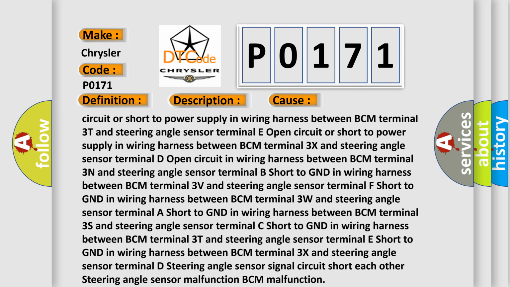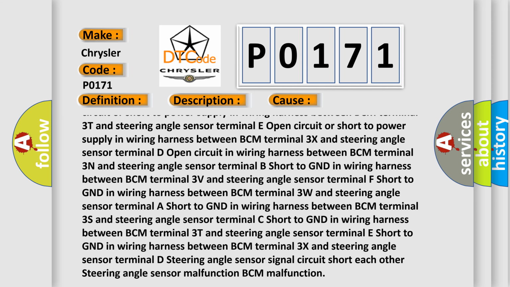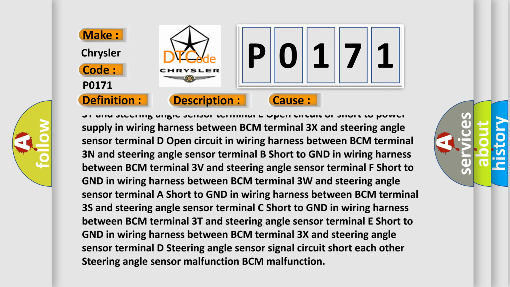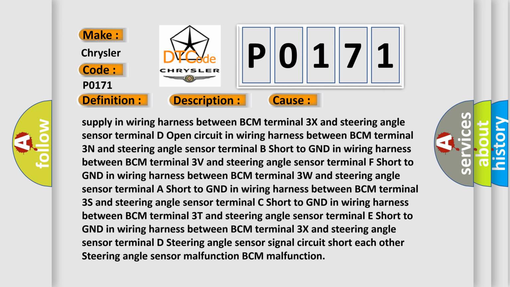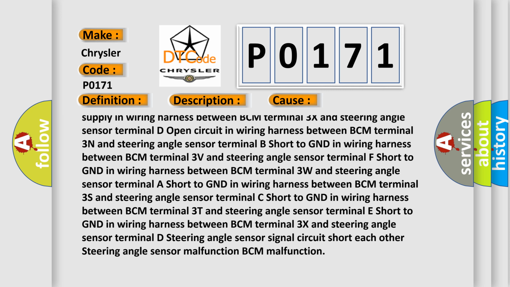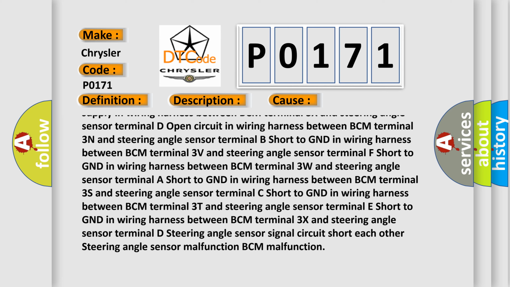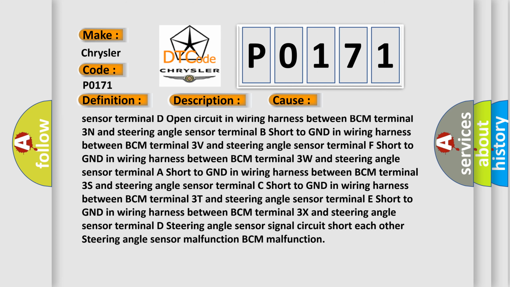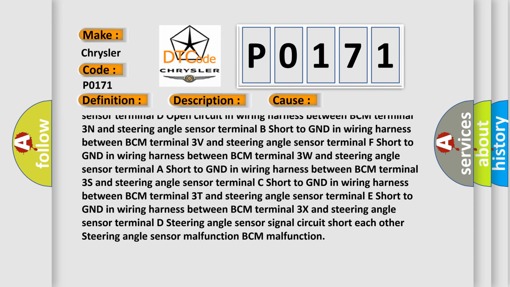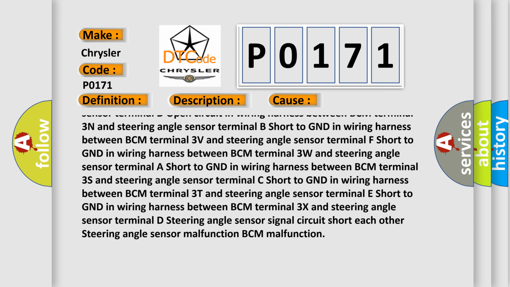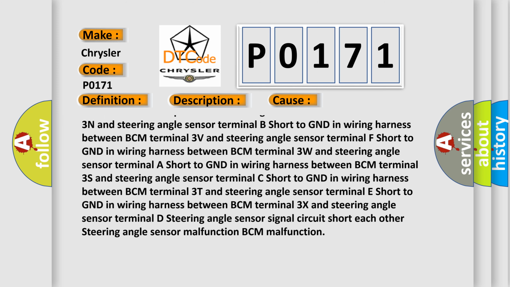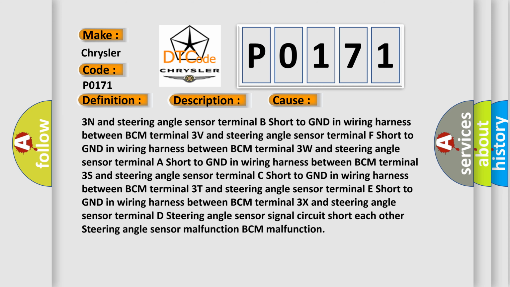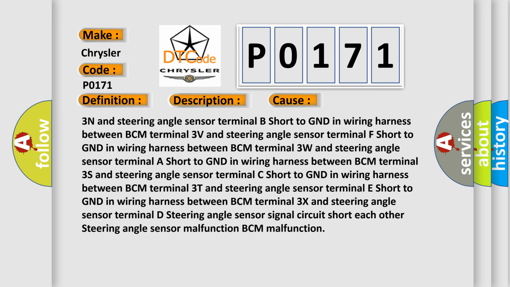Short to GND in wiring harness between BCM terminal 3V and steering angle sensor terminal F. Short to GND in wiring harness between BCM terminal 3W and steering angle sensor terminal A. Short to GND in wiring harness between BCM terminal 3S and steering angle sensor terminal C. Short to GND in wiring harness between BCM terminal 3T and steering angle sensor terminal E. Short to GND in wiring harness between BCM terminal 3X and steering angle sensor terminal D.